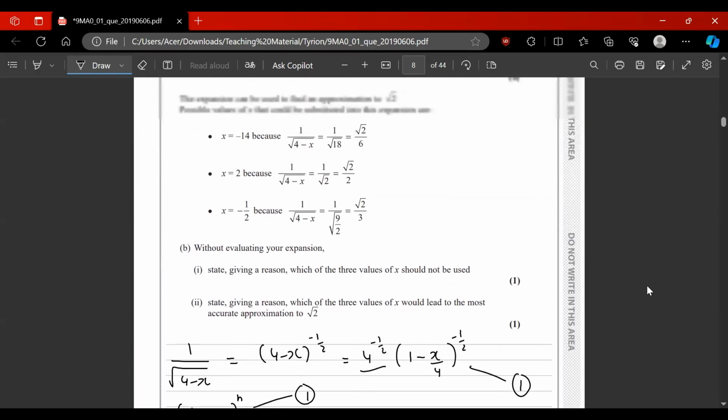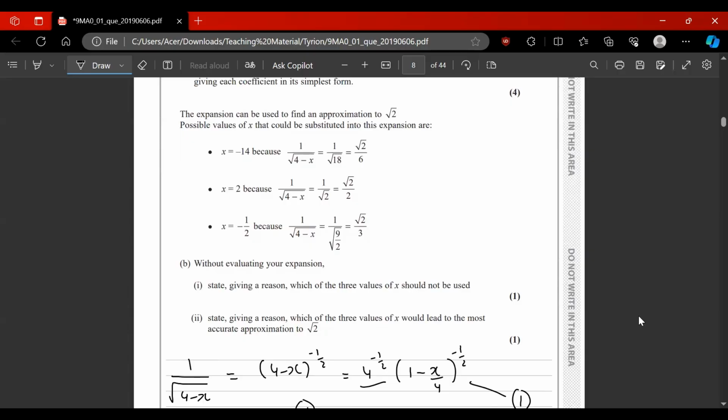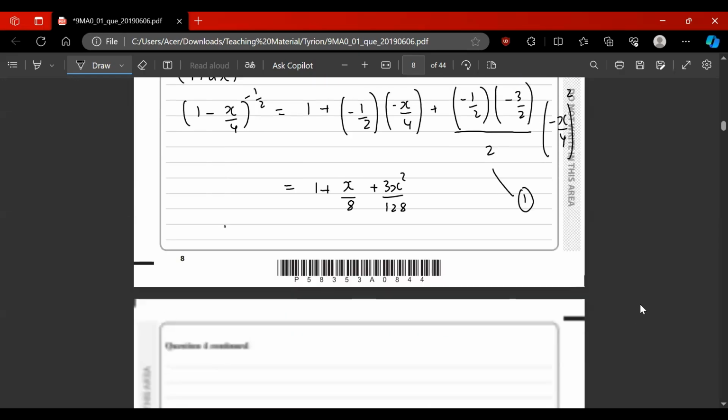So here, the expansion can be used to find the approximation to square root 2. Possible values of x that could be substituted in this expansion are x equal minus 14, x equal 2, and x equal minus half. So you can see each of these substitutions here. And in part B, without evaluating your expansion, state giving a reason which of the three values of x should not be used. Okay, quite straightforward, this one.